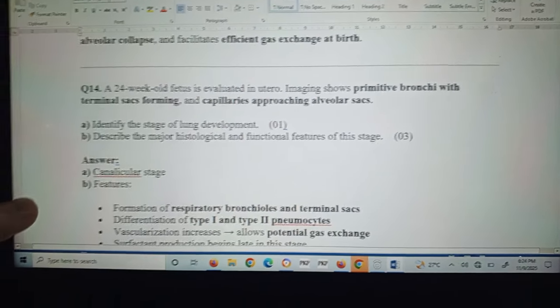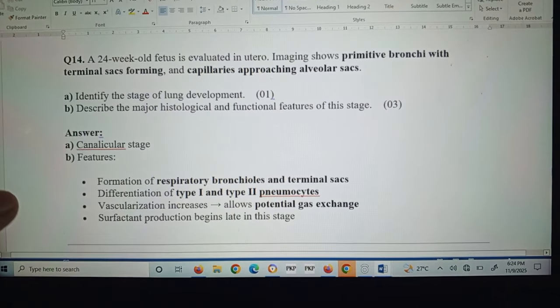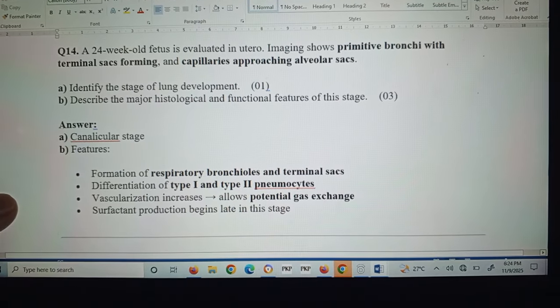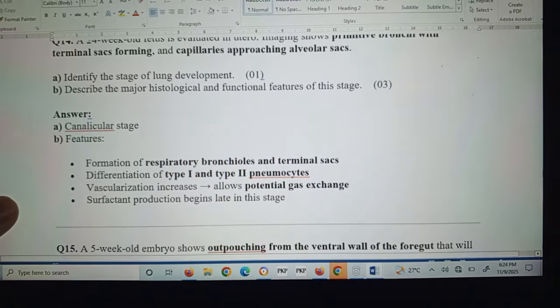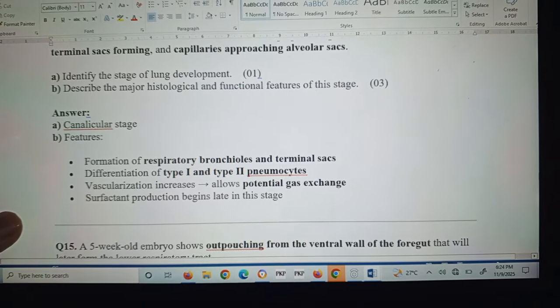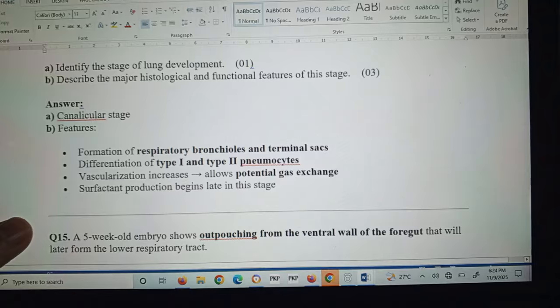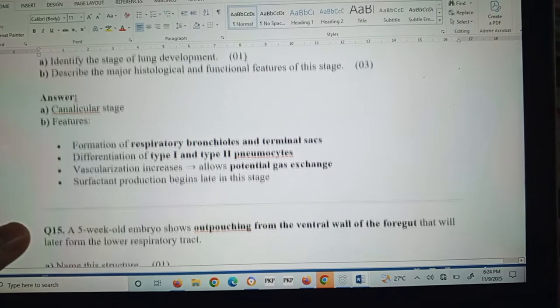Question number 14: a 24-week-old fetus is evaluated in utero. Imaging shows primitive bronchi with terminal sacs forming, with capillaries approaching the alveolar sacs. Identify the stage of lung development. Describe the major histological and functional feature of this stage.